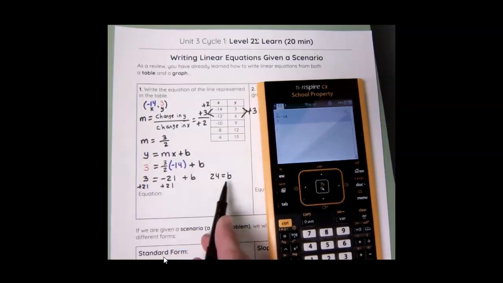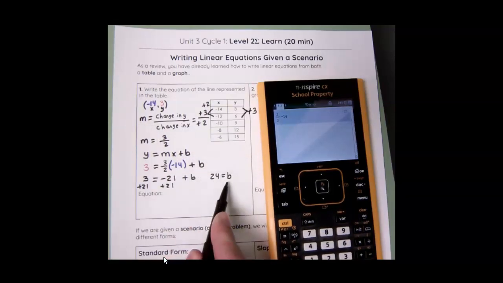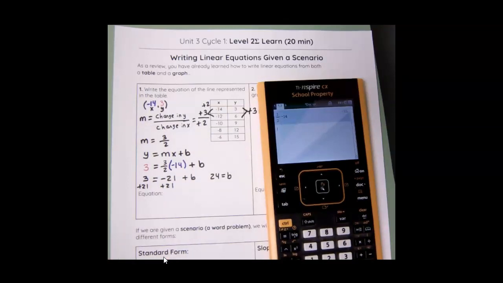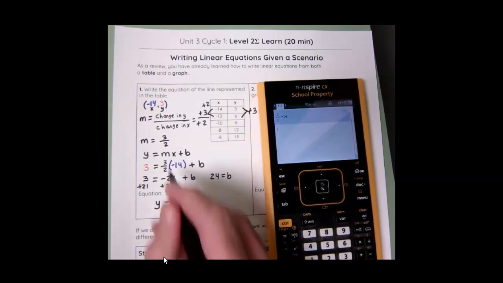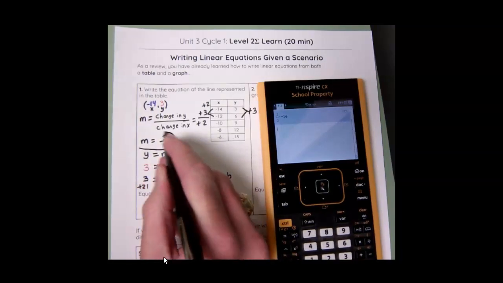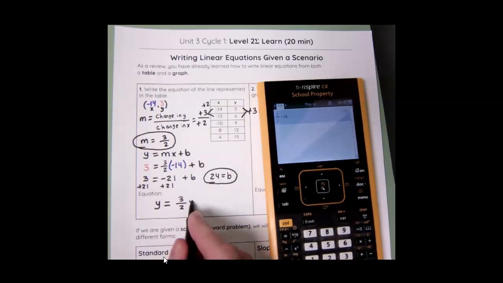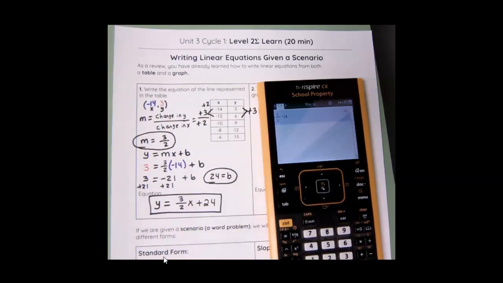So now that I know my b, and now that I know my m, so my y-intercept is b, my slope is m, I can put that in an equation, y equals mx plus b. Y equals 3 halves. This is my slope right here. This is my y-intercept. 3 halves x plus 24. Okay, so that would be my equation for that table.